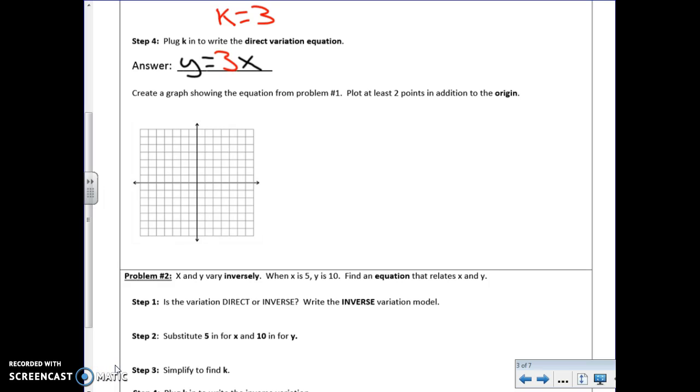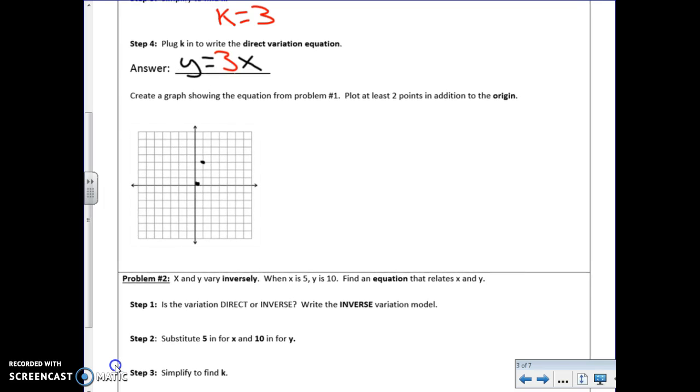Also, if you go to y equals on your calculator and then go to the table, you can get some points for the line y equals 3x. You're going to see that the point (0, 0) is there. Remember, direct variation always goes through the origin. You'll also see the point (1, 3), and we'll see the point (2, 6).